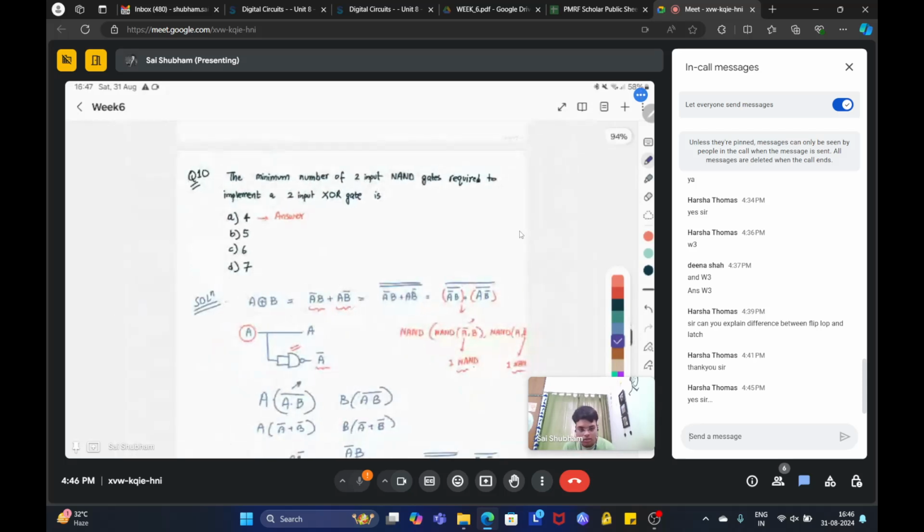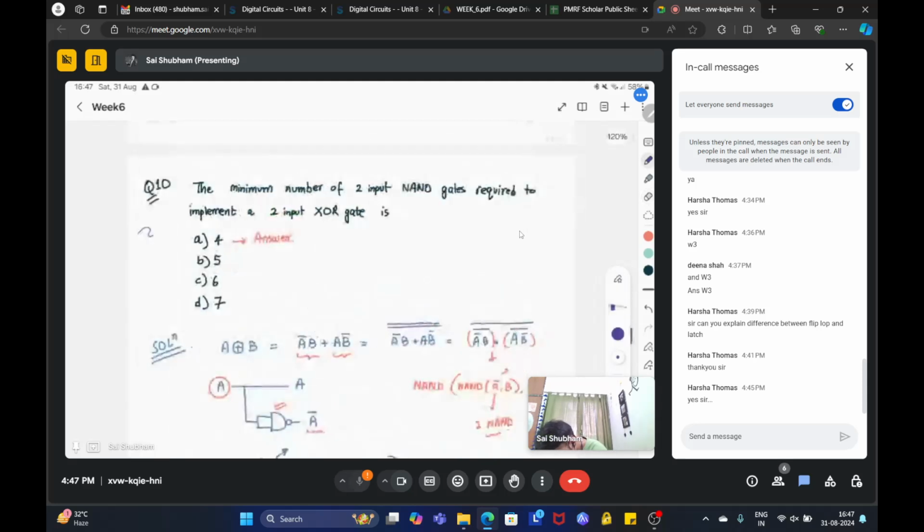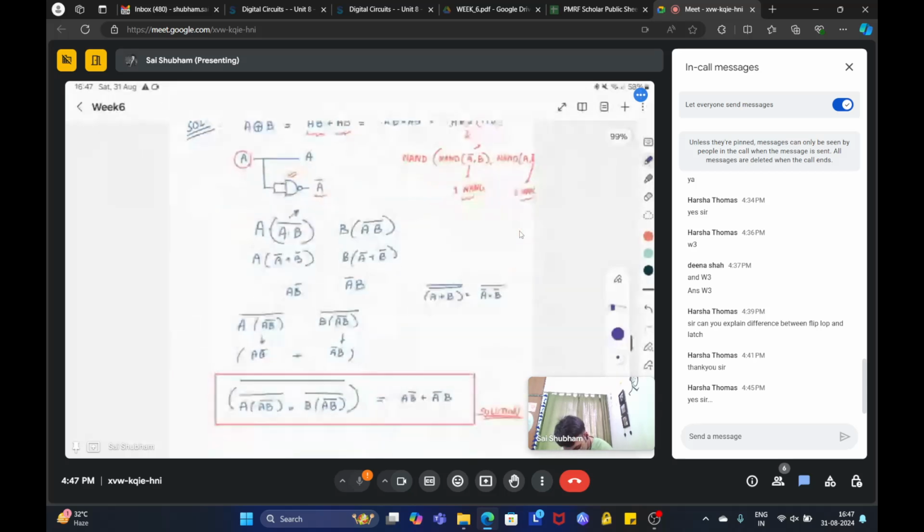So this is another question. This was the question for week 4, and I think I was unable to answer it in time, so I will discuss the solution right now. The question was the minimum number of 2-input NAND gates required to implement a 2-input XOR gate. So this can be done as, if you can see.